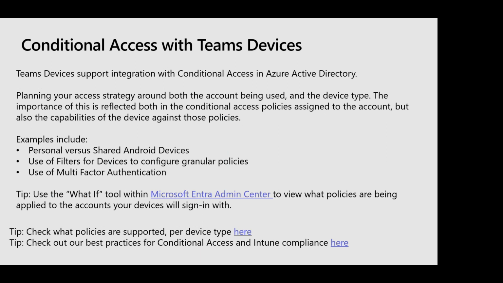So conditional access with Teams devices, we only support certain things depending on the device type. So it's important to plan your access strategy around the account type being used and the device type. Make sure that you have the right policy scope for the right job for the right account. When you're configuring your conditional access policies, use the What If tool we provide so you can see which policies are actually being applied during your validation. That comes in handy later on for troubleshooting as well.